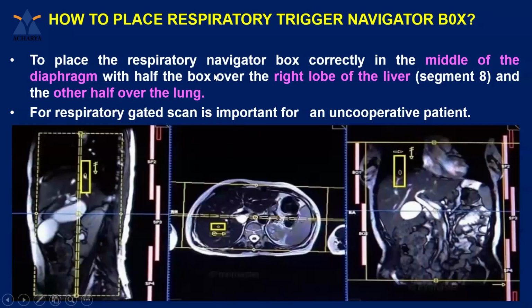So how do you place the respiratory trigger navigator? This is most important for trigger imaging. This is a navigation box. Place the respiratory navigation box correctly in the middle of the diaphragm, with one half of the box over the right lobe of the liver, segment 8, and the other half over the lung. This is the correct placement of navigation. You check it in the other two planes.